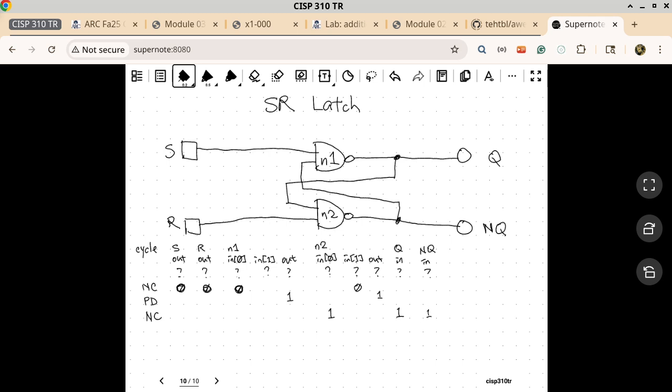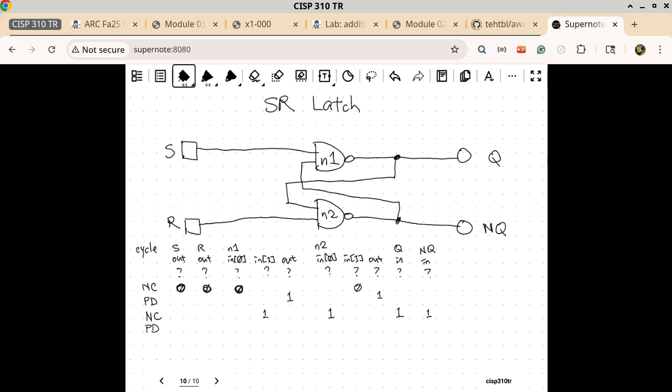And also, if you look at this wire, it is also going to the second input port of N1. So that means we also have to update this one right here to a 1. Is that okay? Well, since the NC row is non-empty, now we have to go back to a PD row and try to figure out what is going to happen here. So we go back to a PD row.